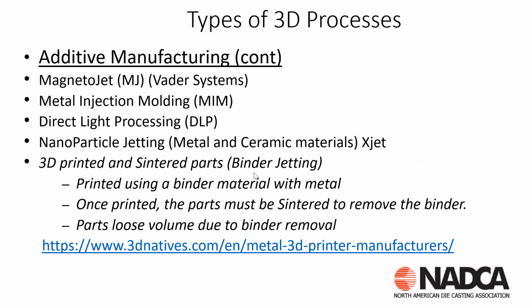And basically, binder jetting is using a binder material with metal. So they're using plastic that has metal contained in it. And they're actually using that like in a stick form, and they're doing the welding process, but we've got the plastic embedded in there. So once the parts are printed, you have to use a sintering process to remove the plastic. And when you sinter, the parts actually lose volume and then they get a final shape. So you actually have to 3D print the parts slightly larger and then use a sintering process.